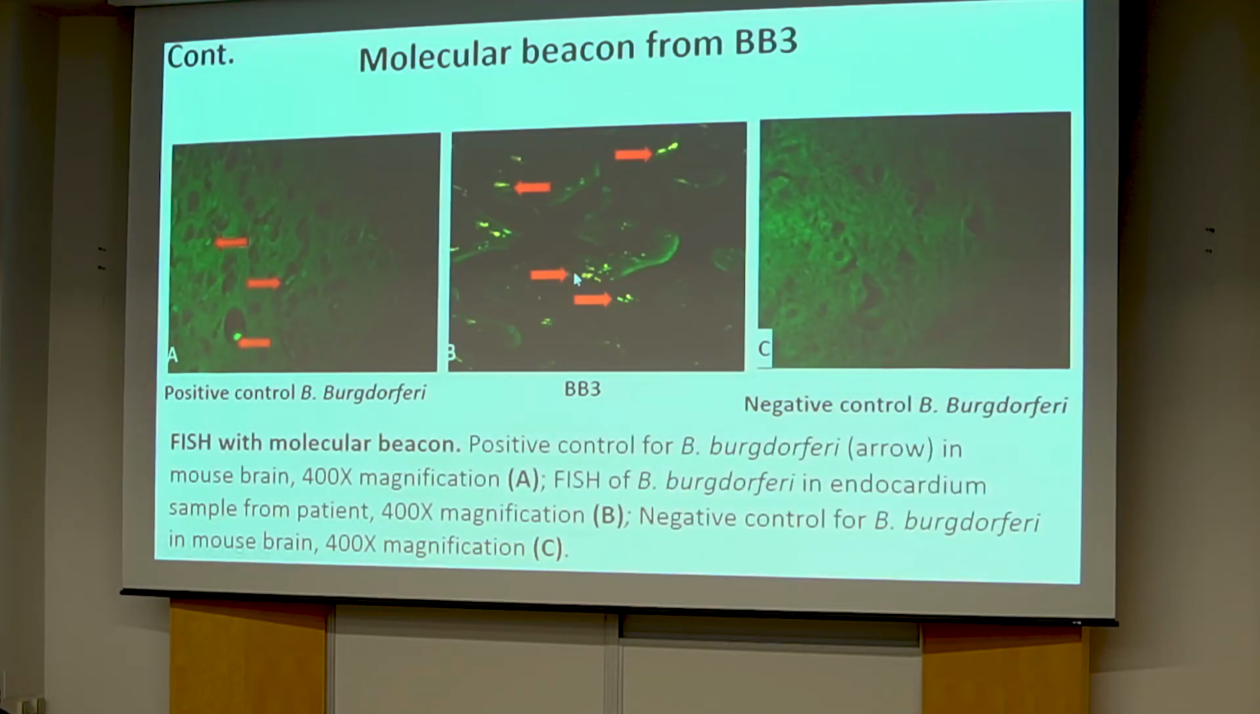After completing the molecular beacon, you can see that the Borrelia is glowing in that area for the BB3 sample. On the left, we have a positive control from mouse brain, which is also infected with Borrelia and also emitting fluorescence. And on the right, there is a negative control of mouse brain, which does not have any glowing Borrelia.